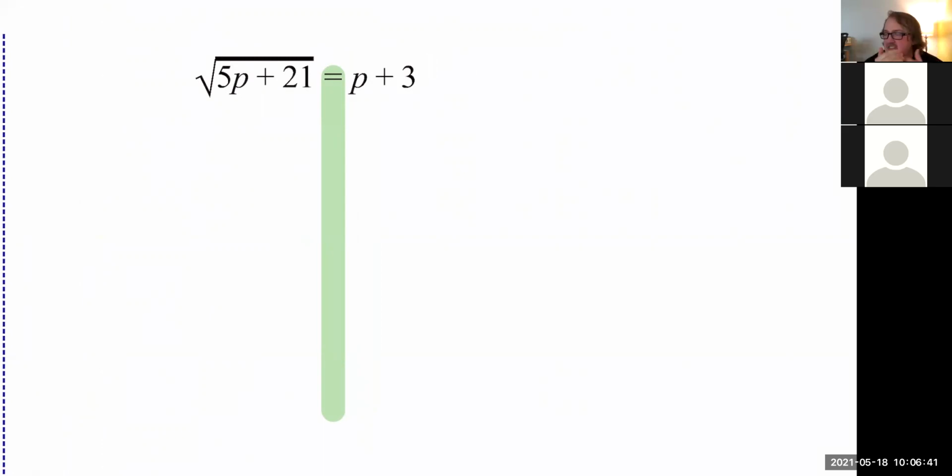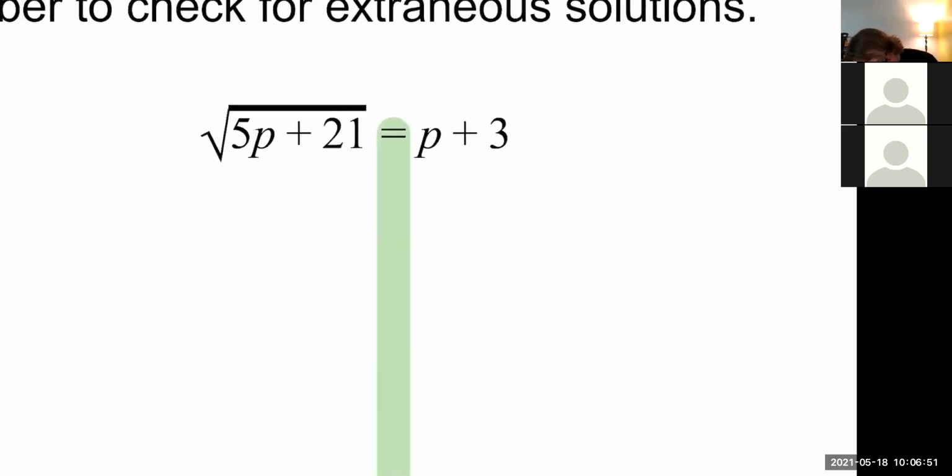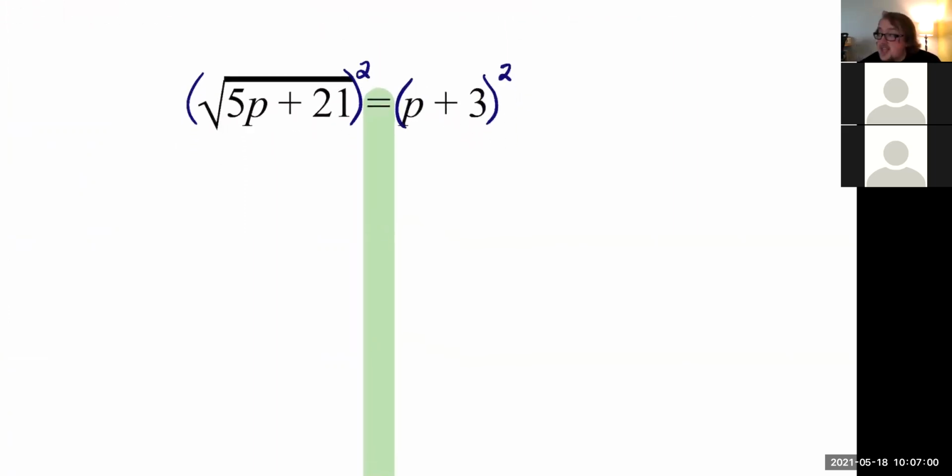Already isolated. There's nothing else on the left-hand side here that is not already inside the radical. So step 2 is to do what? Square both sides. So I'm going to square the left-hand side entirely and square the right-hand side entirely. On the left this time, not a whole lot's going to happen. What's that square going to do to the square root? Cancel out, leaving me with 5p plus 21.